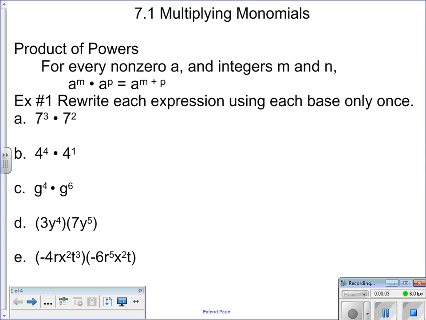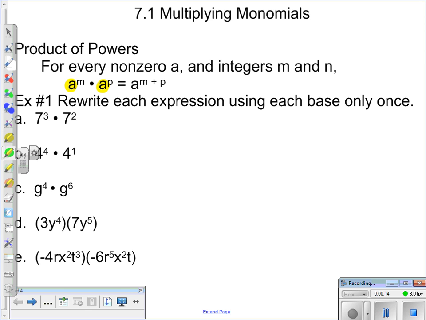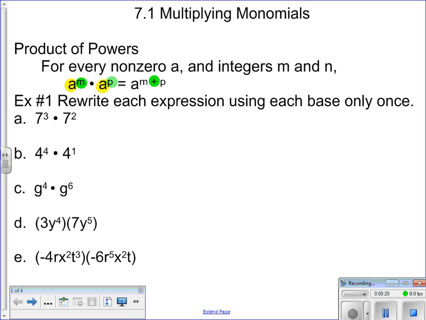Lesson 7.1, Multiplying Monomials. If you notice in the rule here, if you have the same base, a and a, then what you do with the exponents is add them together. So what we're looking for is how to add exponents. An example would be x squared times x cubed. You add that together and get 5.